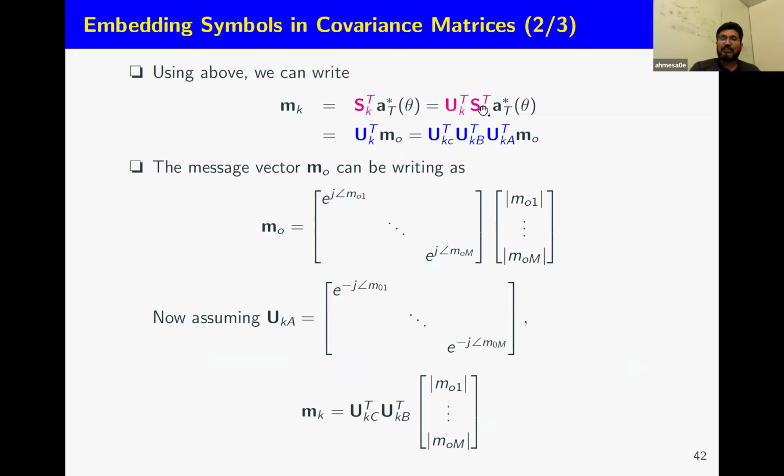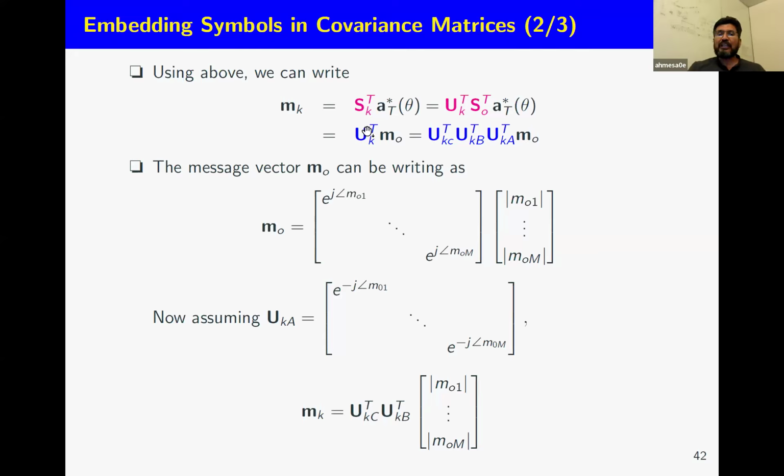Now I'm assuming that S_0(t) and a^H(θ) is equal to m_0. Then I'm splitting U_k into U_kA, U_kB, U_kC. So m(t) is the transmitted signal, and m_k is the received signal. Until now I have not embedded any information in my signal. But we know that if U_k is unitary, then my beam pattern will not change. My sensing function will remain the same.